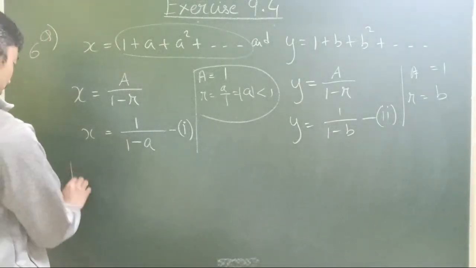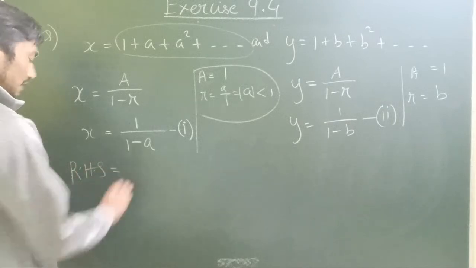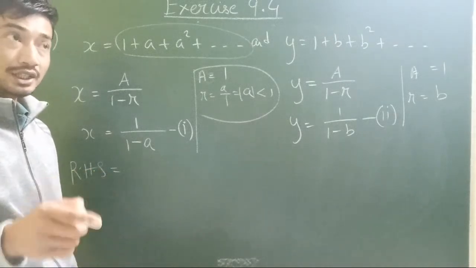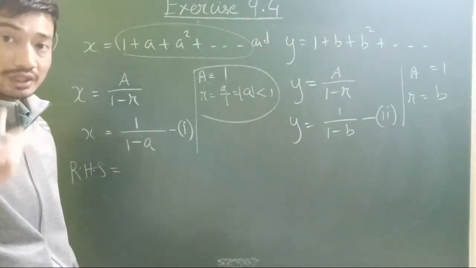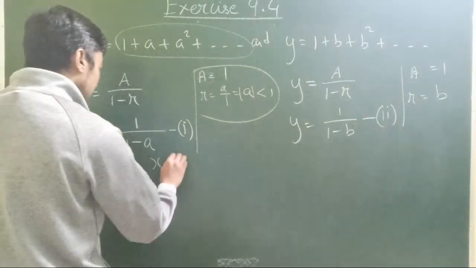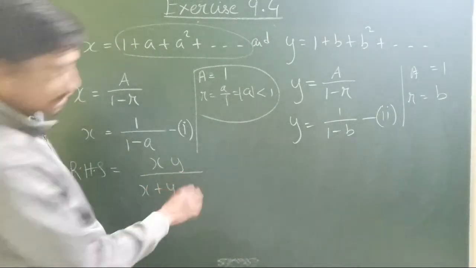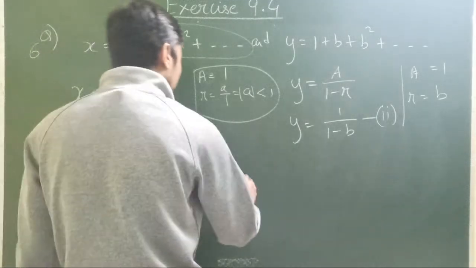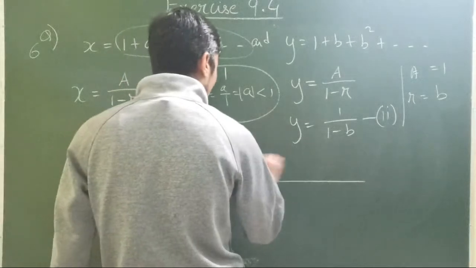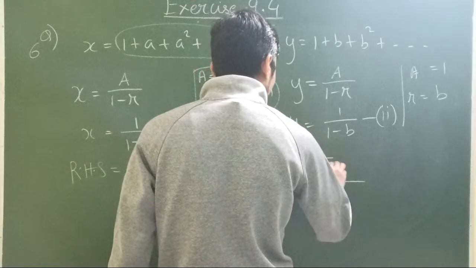Now going for the proof. Let's start with the right hand side. So this is a very different question, and you're going to learn something very different and new from this question, which I'm going to give you very soon. So the right hand side is xy, that is x into y divided by x plus y minus 1. Let's substitute the values of x and y. What did you get as the value of x here? 1 by 1 minus a, into the y value 1 by 1 minus b, minus 1.